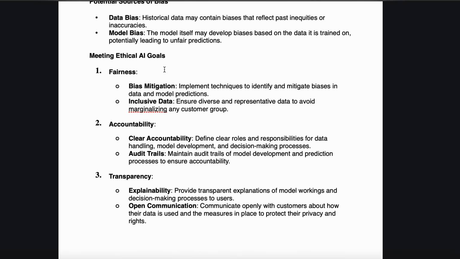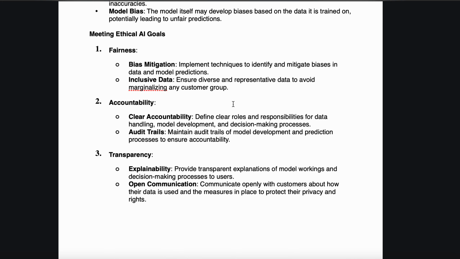Meeting ethical AI goals. Bias mitigation: implement techniques to identify and mitigate biases, ensure diverse and representative data to avoid marginalizing any customer group. Clear accountability: define clear roles and responsibilities for data handling, model development, and decision making, and maintain an audit trail of model development and prediction processes to ensure accountability. Transparency: provide transparent explanations of model workings and decision-making processes. Communicate openly with customers about how the data is used and the measures in place to protect their privacy and rights.